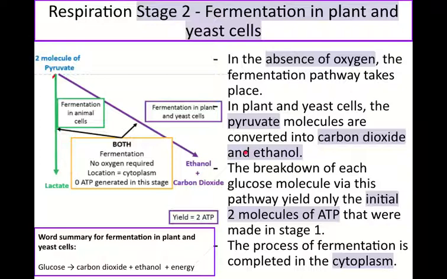Finally, you need to know the word equation or word summary for fermentation in plants and yeast, and that is glucose, arrow, carbon dioxide and ethanol, and energy. Remember not to put oxygen at the start because this is fermentation.